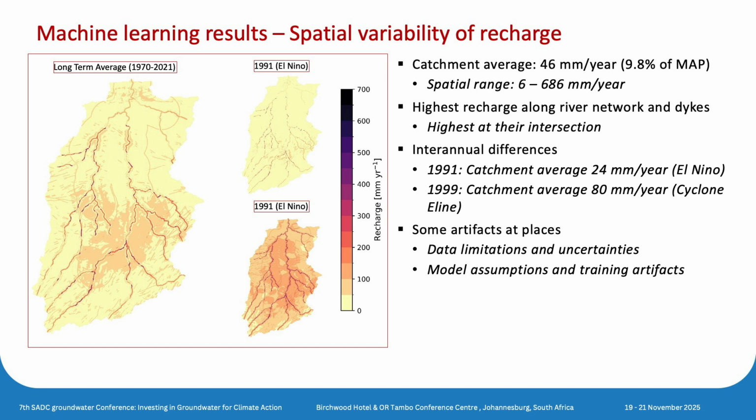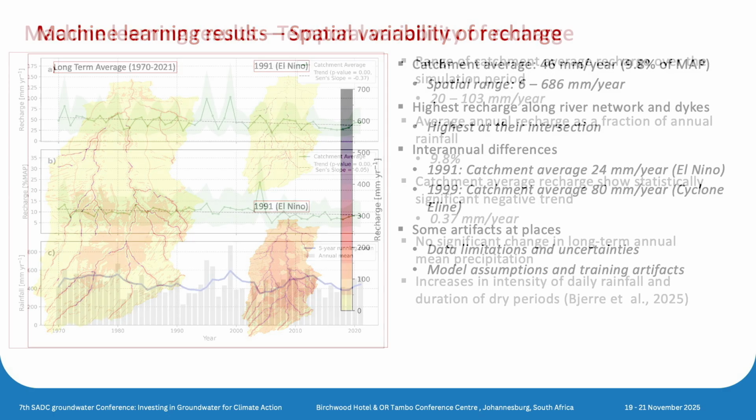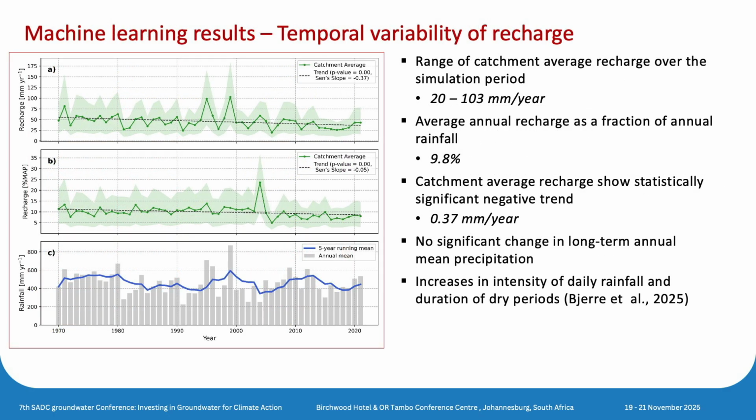We can also compute the interannual difference, and that is shown to the right here. In year 91, we have little average recharge. In year 90, that's wrong, it should be 99, the mean recharge is considerably higher. We have also computed how the recharge varies over time, and we have seen a significant decline in the recharge over time.